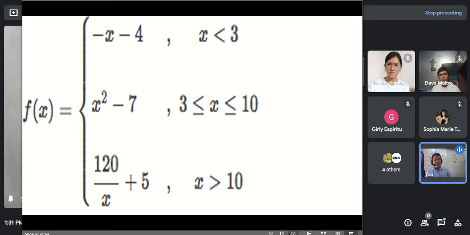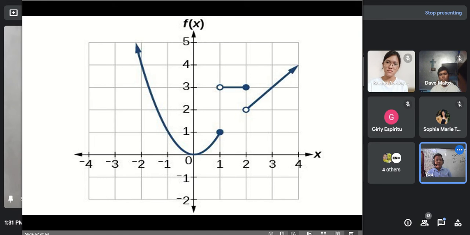Nakukuha nyo po ba? Hello? And also, ang graph ng isang piecewise ay ito. Yan, kumbaga marami siyang graph, paputol-putol. Yan yung tinatawag nating piecewise. So, yun lang yung 5. We have the constant, the linear, the quadratic, the cubic, and also the piecewise function. Is there any question po regarding doon?